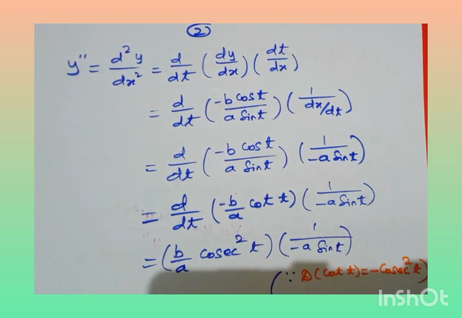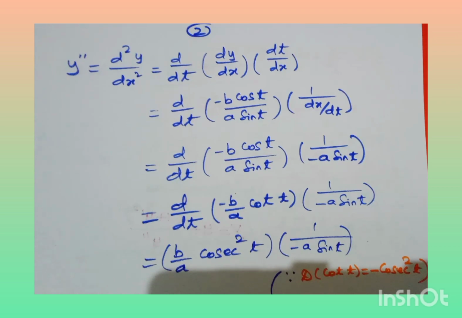So y double dash equal to d squared y by dx squared is equal to d by dt of dy by dx, times dt by dx, isn't it? So d by dt as it is, and dy by dx, y dash, we already know: minus b cos t by a sin t. Then dt by dx, we don't have any answer for that, so its reciprocal is 1 by dx by dt. So d by dt of minus b cos t by a sin t. What about dx by dt? So 1 by minus a sin t.